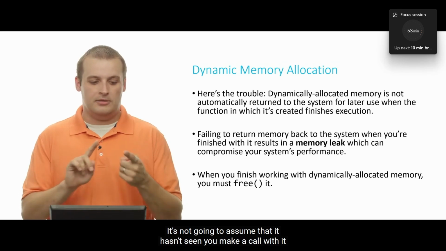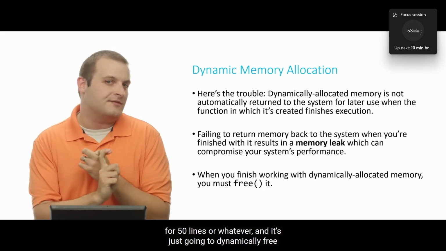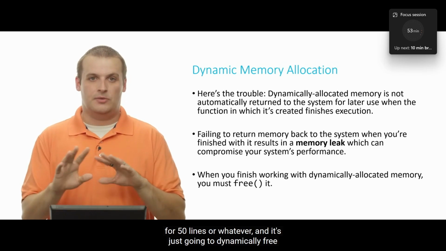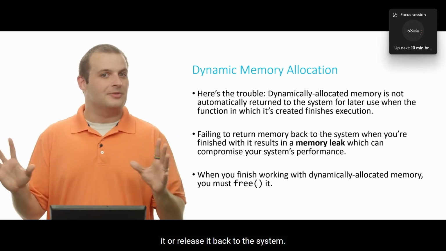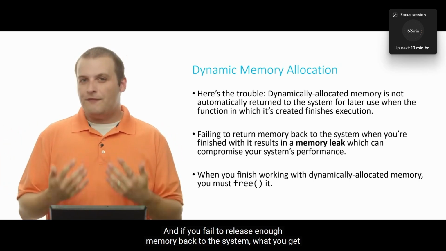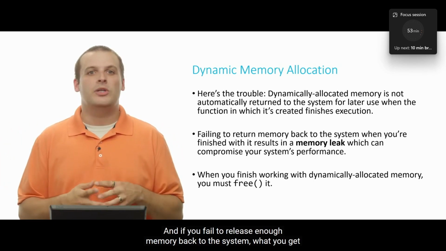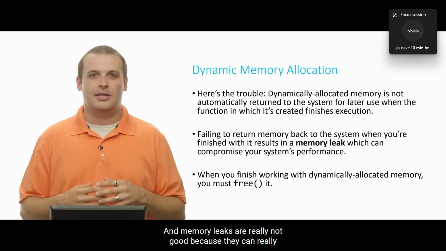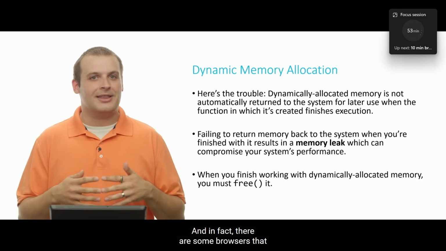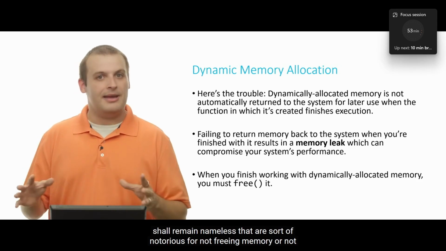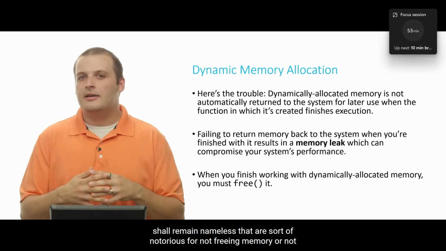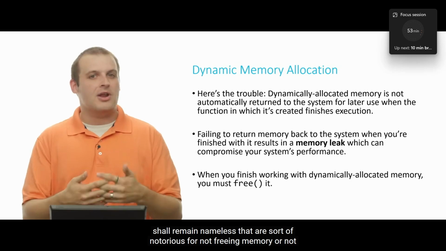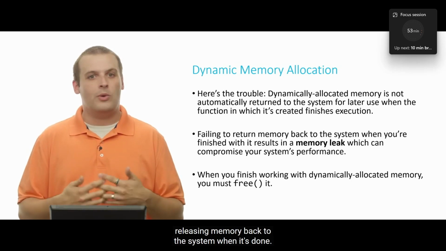It's not going to assume that, you know, it hasn't seen you make a call with it for 50 lines or whatever, and it's just going to dynamically free it or release it back to the system. And if you fail to release enough memory back to the system, what you get is something called a memory leak. And memory leaks are really not good because they can really slow down your system. And in fact, there are some browsers that shall remain nameless that are sort of notorious for not freeing memory or not releasing memory back to the system when it's done.